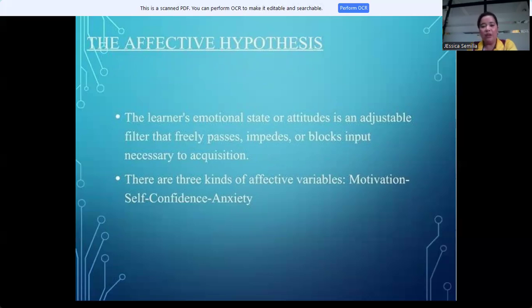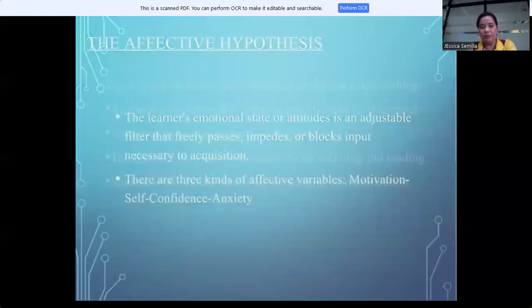So there are three kinds of affective variables. One, they are being motivated, they are being self-confident, having self-confidence, and then also having the anxiety. So these three work hand in hand when the students are not really learning it, for example, when the vocabulary is somewhat not familiar, they become anxious about it, or they become motivated with trying to be confident on the rules and then try to apply it.